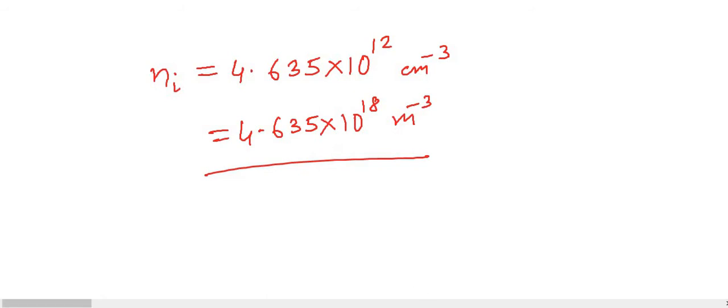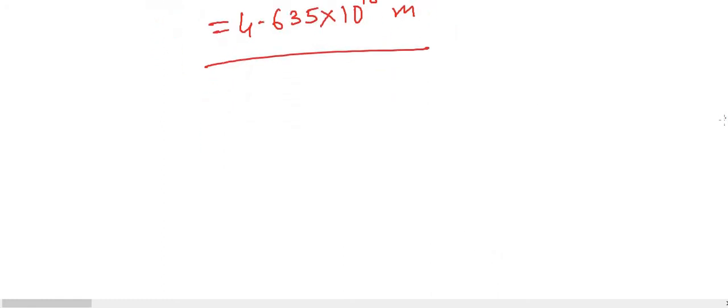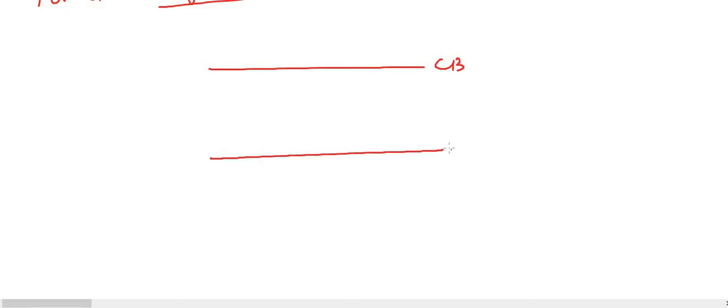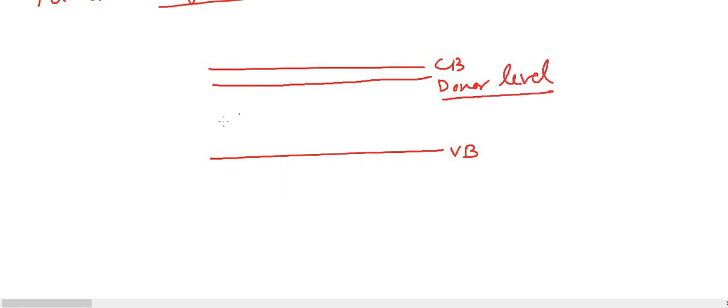Now, move on to our class. Now, for an n-type semiconductor, what will happen? For an n-type semiconductor, this is the conduction band and this is the valence band, and there will be a donor level, isn't it? Donor level.